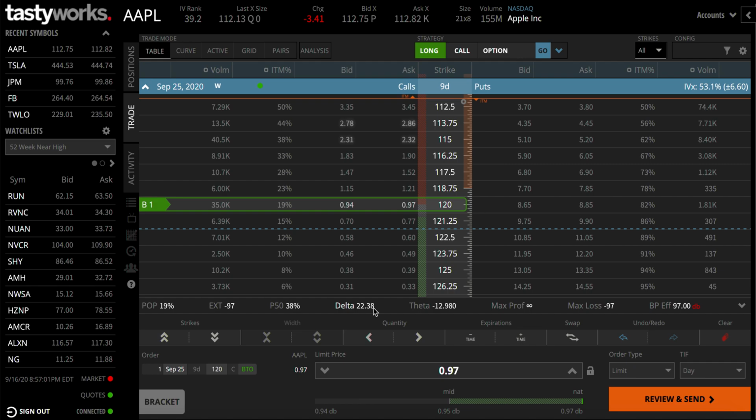But the other thing is theta, right? Each day you hold, you're losing 12.98. So let's say Apple opens at 112 tomorrow, you're gonna lose $12 of your option. This option costs $97 if I buy it today. So tomorrow, let's say Apple remains the same price, it will be $12 less. So 97 minus 12, so 85.